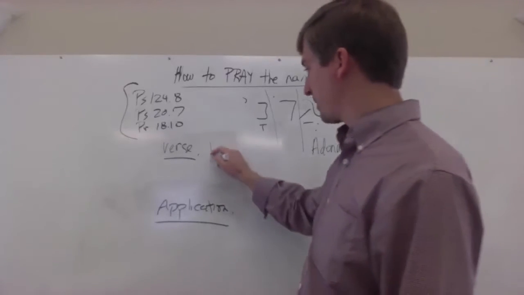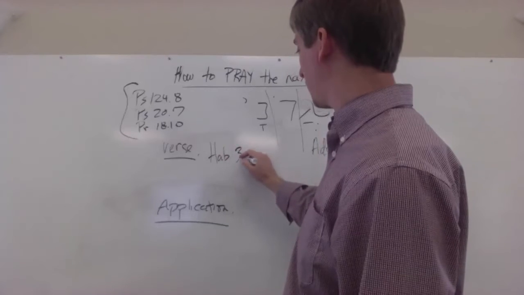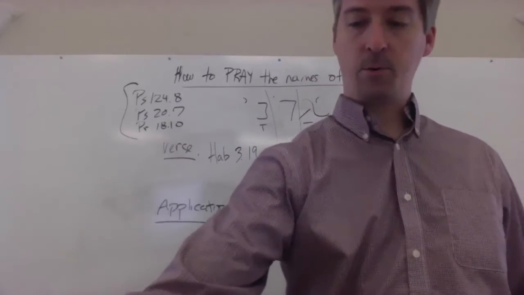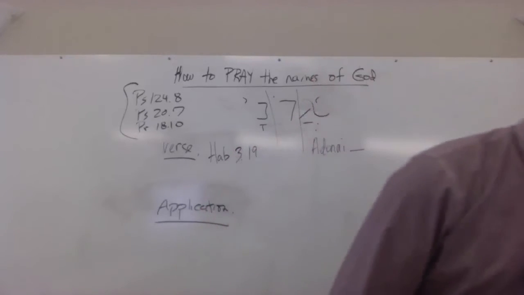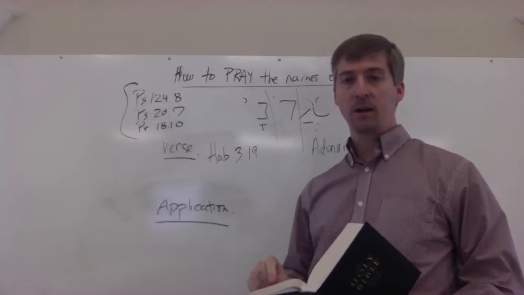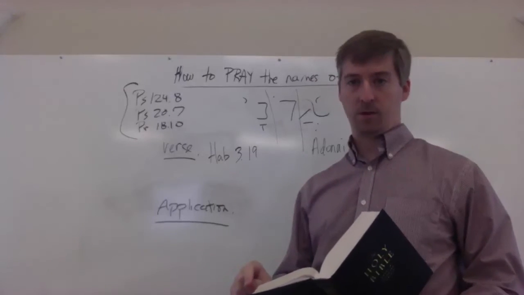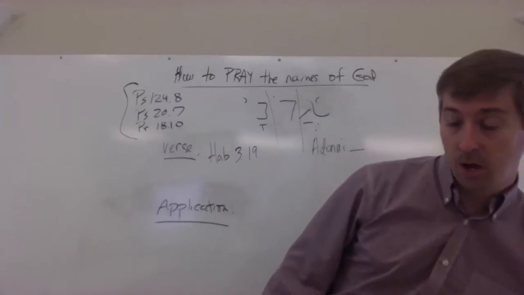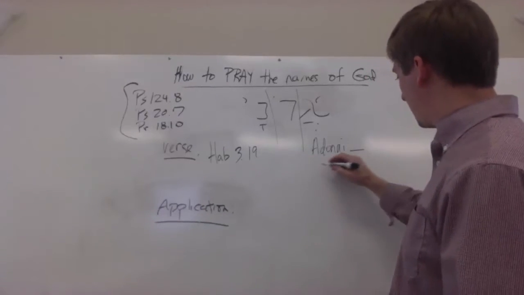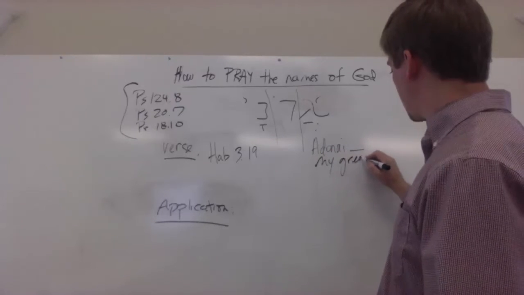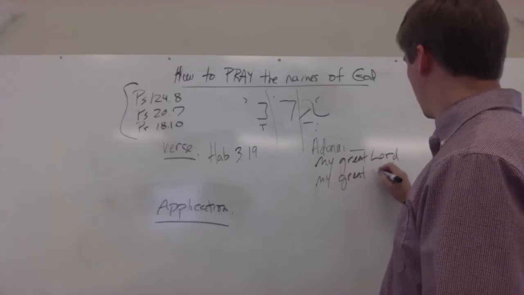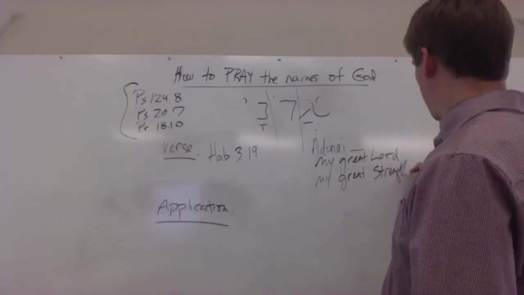Now, there's a verse, and the verse is Habakkuk 3:19. I want to read this verse for you. This is what Habakkuk 3:19 says: "God the Lord is my strength." So when it comes to Adonai, what we're saying here is that Adonai is my great Lord, or my great strength. He is my strength.